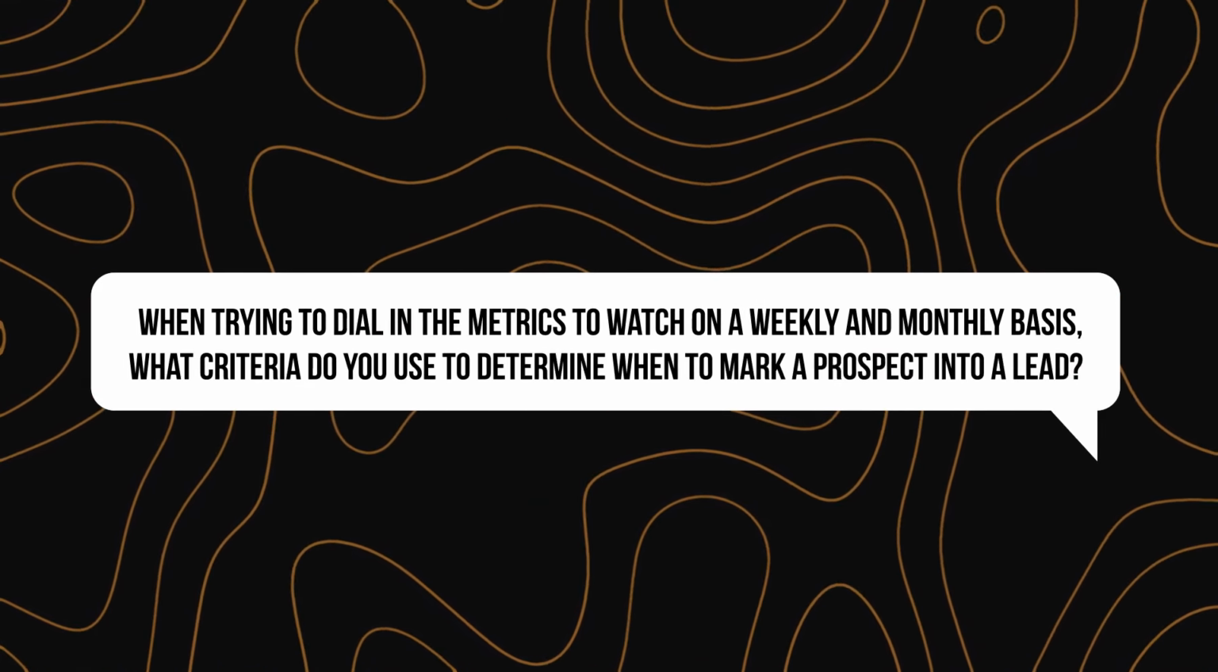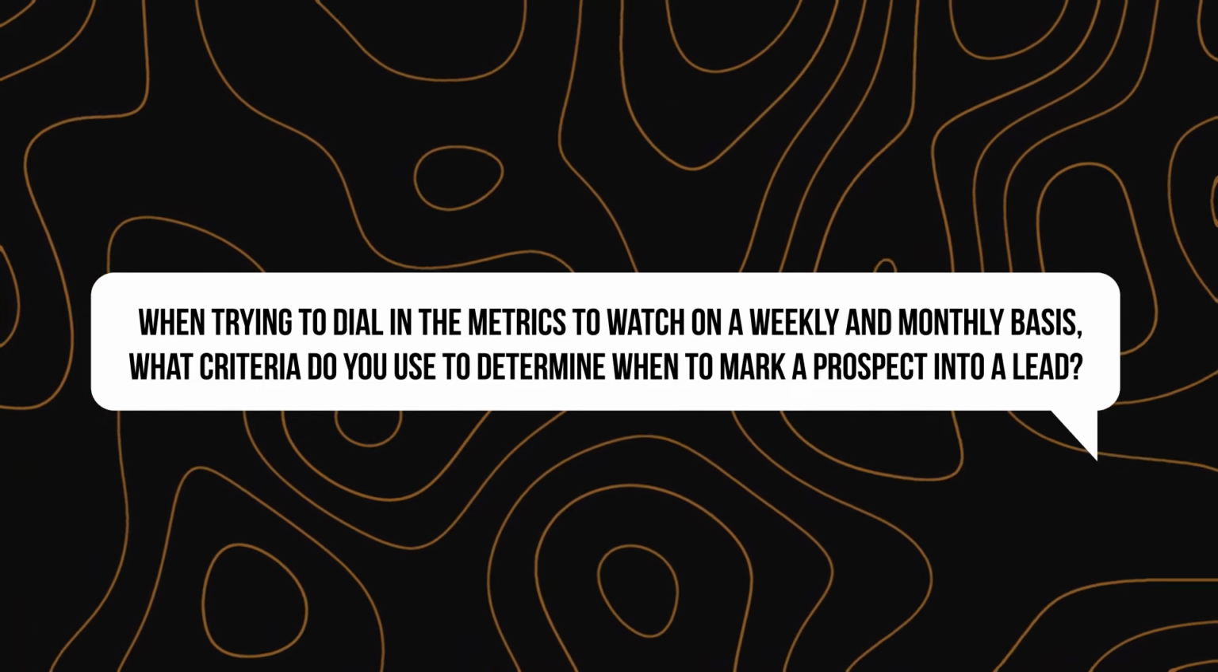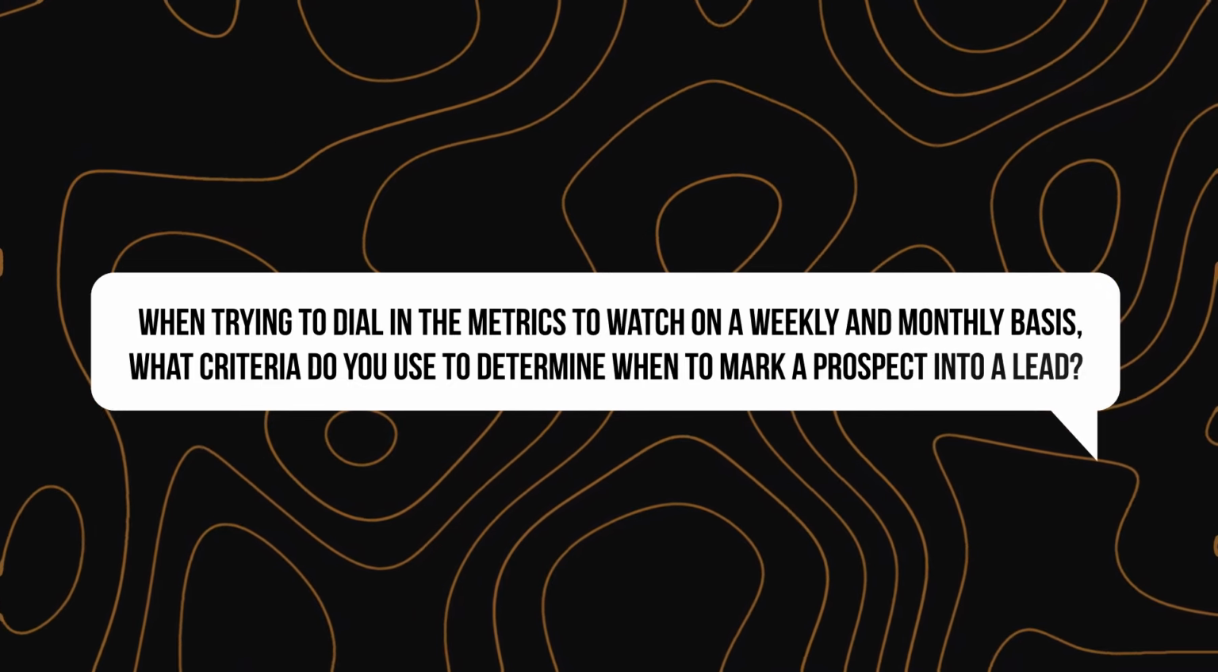All right, last one right here. Last question again from Avi. When trying to dial in the metrics to watch on a weekly and monthly basis, what criteria do you use to determine when to mark a prospect into a lead? So first off, how we categorize leads is we have either viable or non-viable. So the question becomes, what is non-viable? And then all the non-viable will give us everything else that's viable. And if they're viable, it's a lead.